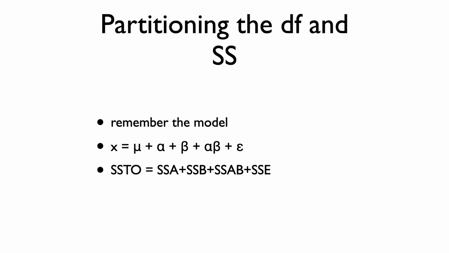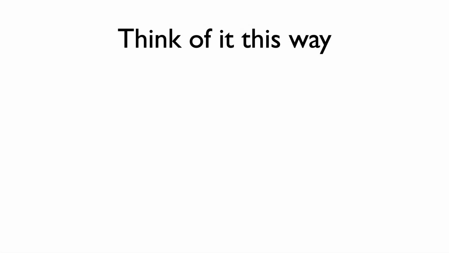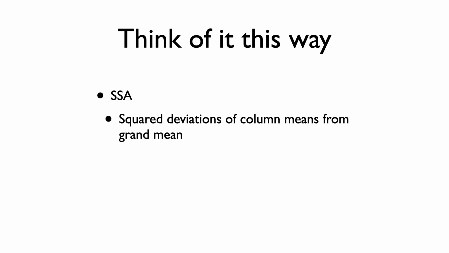But this is basically the deviation is A, B, epsilon. There are no deviations here, so we're going to partition the sums of squares, and the degrees of freedom will follow along with it. Right? That's how it goes. Okay. So think of it this way. Sum of squares A is the squared deviations of column means from the grand mean.